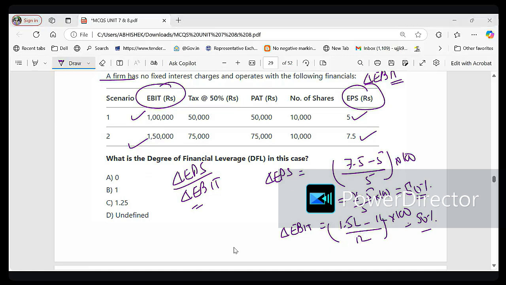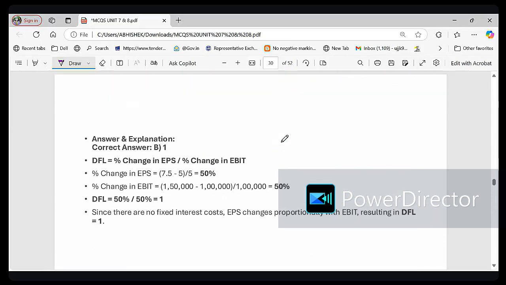Right. Yes, option B is the correct answer. It will be equal to 1. Very good. So why is it 1? You know why it is 1? Because both are moving in the same way. Because EBIT is growing by 50%, EPS is also growing by 50%. So no interest, no financial leverage, DFL is 1. That is the point.